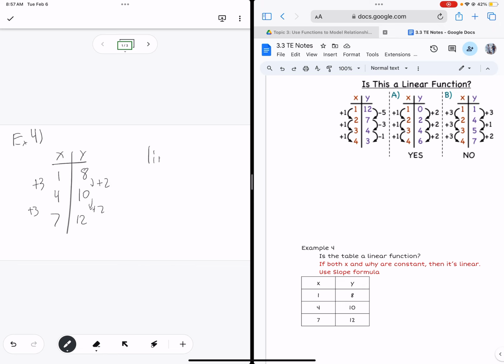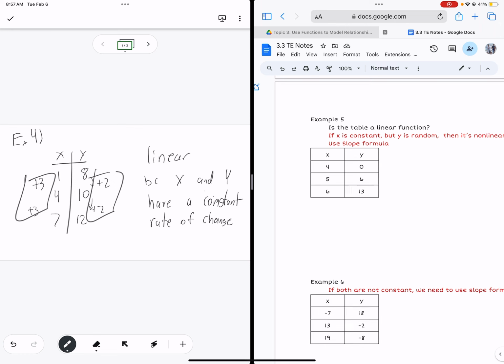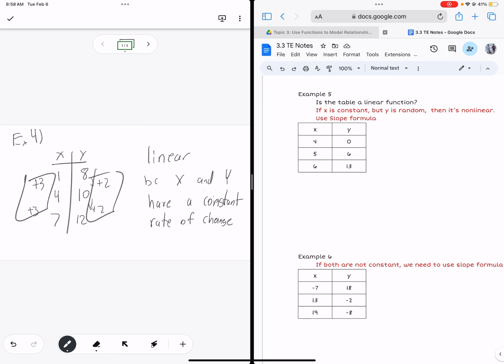So is this linear? It's linear because x and y have constant rates of change. You're adding by a rate. There is a constant rate of change. You are always adding 3, and you're always adding 2. So example 4 was an example of something that was really easy. All right, let's go to example 5.